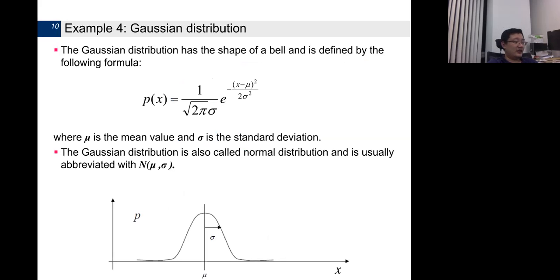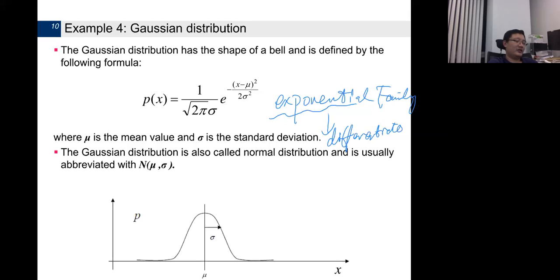Okay, another case is a Gaussian. The Gaussian is the shape of a bell. It's also an exponential family. Why is this important? Because if it's an exponential family, it's easier for the derivation. It's easier to compute the differential, easier to differentiate.